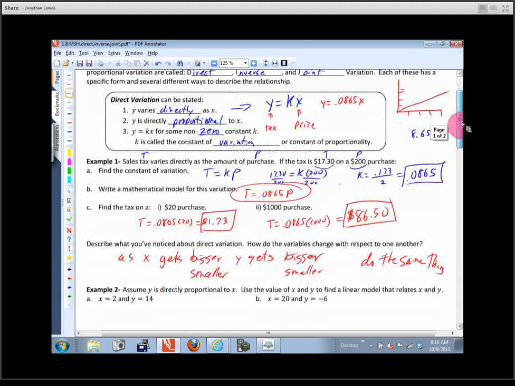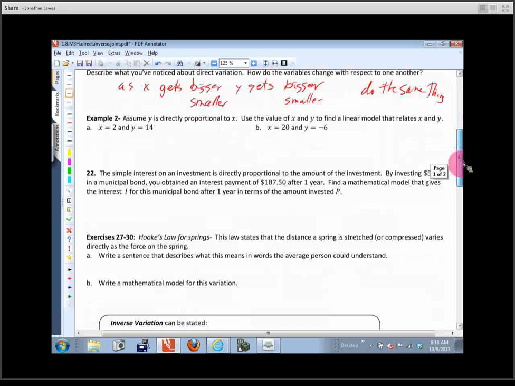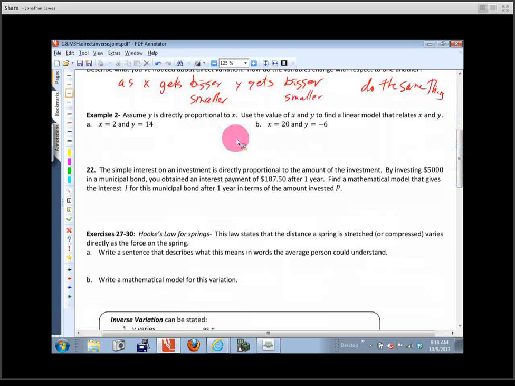Okay, let's take a look at a couple of other problems. It says, assume y is directly proportional to x. Use the value of y and x to find a linear model that relates x and y. It's literally this simple. When you see that statement that it is directly proportional, we're going to have y equals kx directly across the equal sign. Take these numbers, plug them in. So this would be 14 equals k times 2. So what's k got to be? K's got to be 7. Your answer is y equals 7 times x.